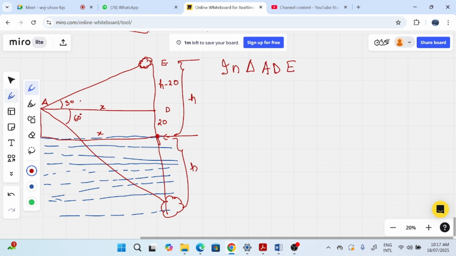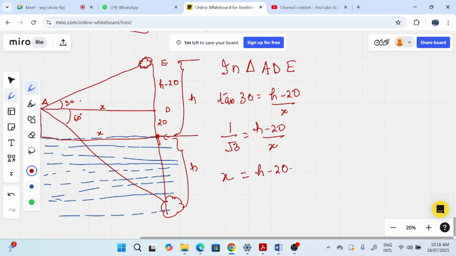Okay. So now we will start with in triangle ADE. Tan 30 is equal to h minus 20 by x. How much is tan 30? 1 by root 3. That makes our life easier. We get the value for x. So this is your first equation. x is equal to this much.